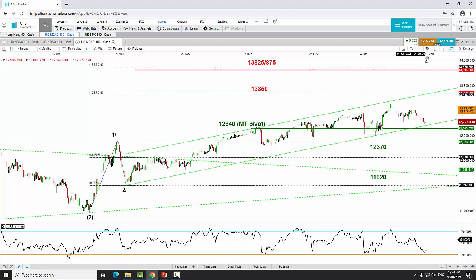As long as the key medium term pivotal support holds at 12,640, we are still looking for a further potential upside to target the next resistance at 13,350, which is also a 1.236 Fibonacci expansion level, as well as the upper boundary of this medium term ascending channel that has been in place since 10th of November last year.